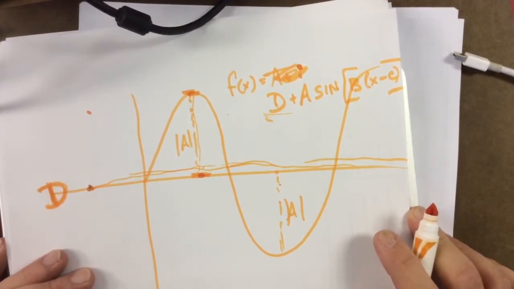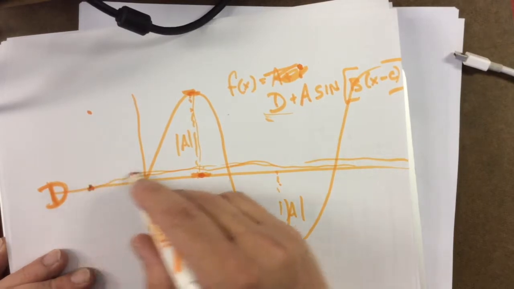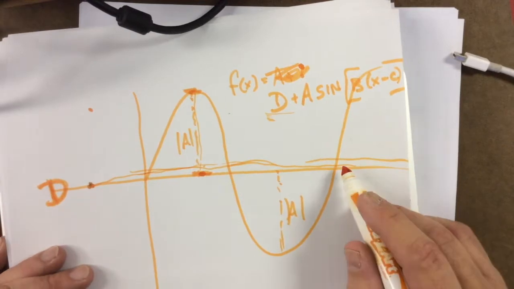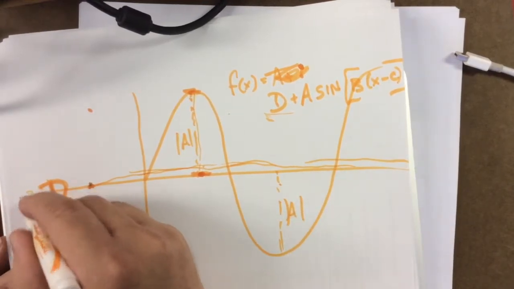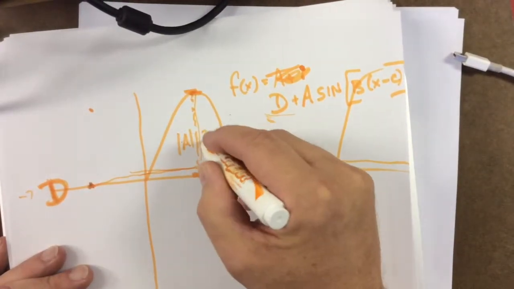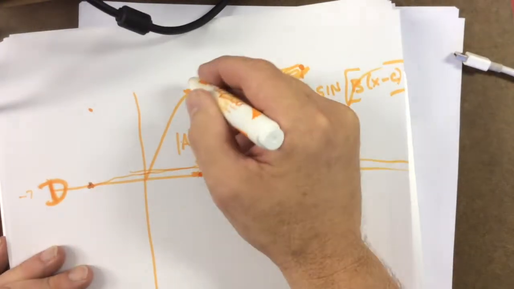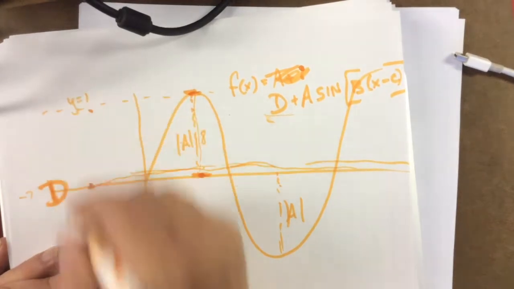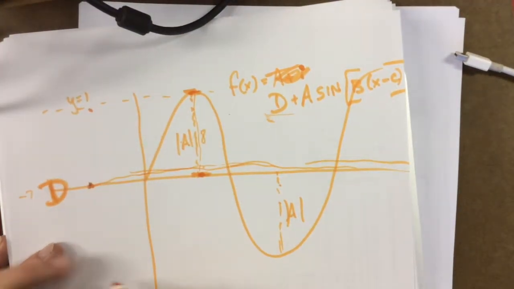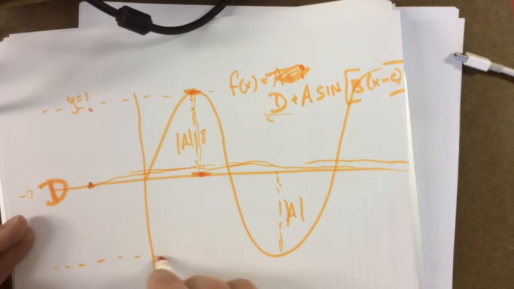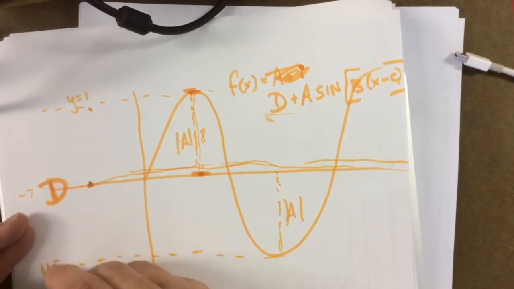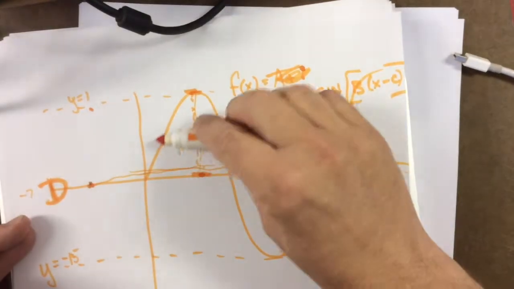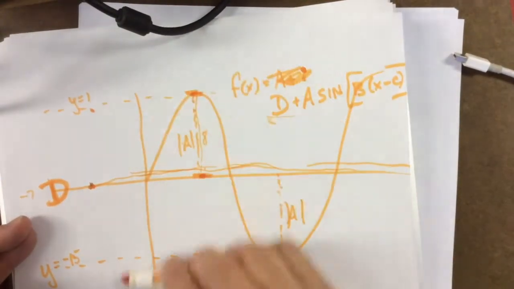Because if there's no D there, if D is 0, then this is the x-axis. If D is -7, then this is -7. If this is -7 and this is 8, then this is going to be y equals 1, right? And this is going to be y equals -15, right? So it's going to look like, oh, wait, this is just 1 up and then 14 down.